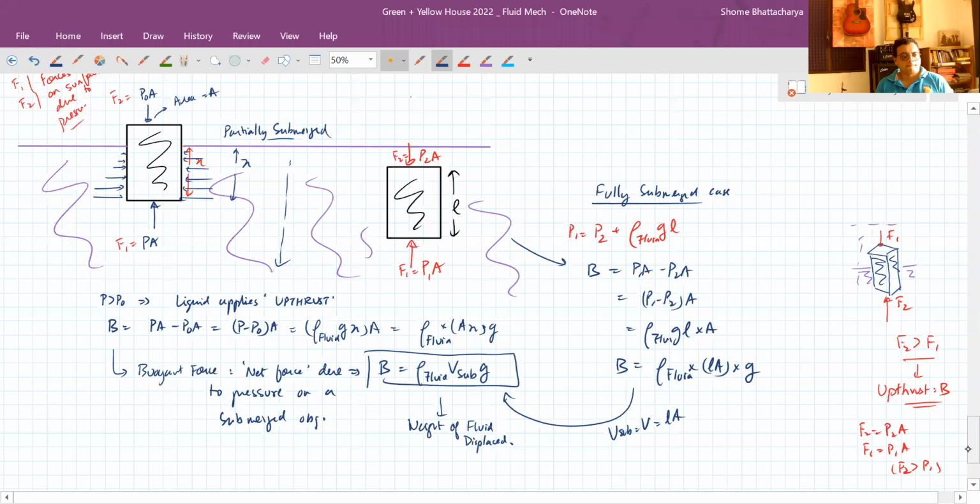Sir, there you have written P2. P2 is greater than P1. That's what you have written, right? P2 is greater, that's why F2 is greater than F1 in this diagram. But that is for this one, this diagram on the side. Here 1 and 2 are reversed. Here F1 is greater than F2. Okay, this is done.